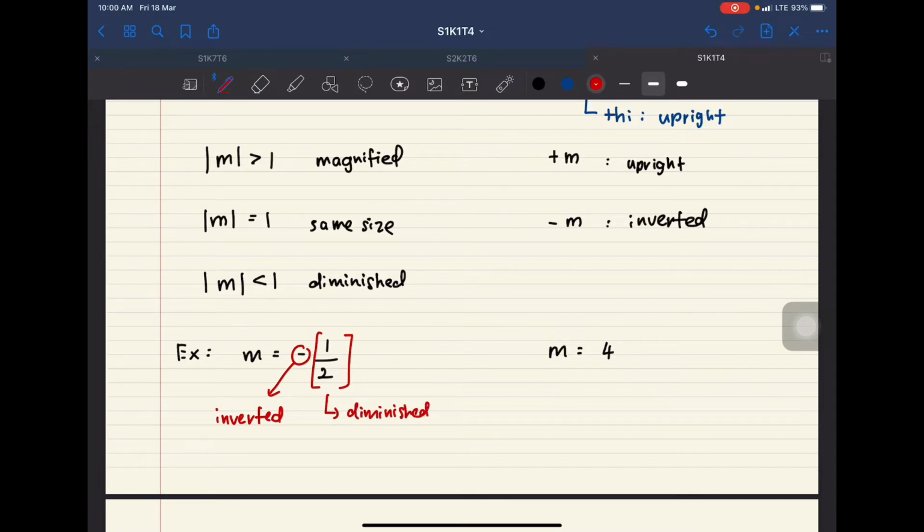Why is this one diminished? Because half is less than 1. So the number should be between 0 and 1. Anything between 0 and 1, you consider that one as diminished.